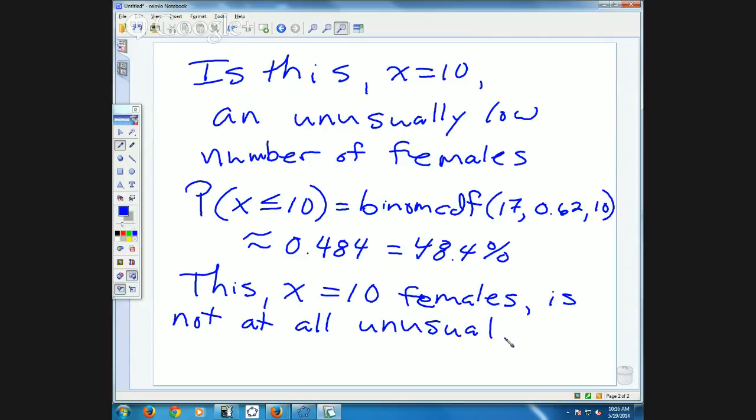But for unusually low events, we do have a rule. If the resulting probability of either tail we're looking at is less than 5%, it's unusual. And this is usual. Some people might say 48% is pretty darn likely. Others might say it's not likely enough, but it's definitely not unusual. Okay, so that's just a review of stuff we did before.